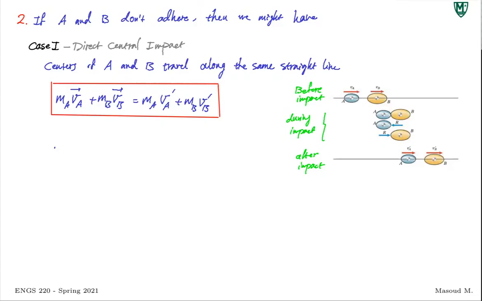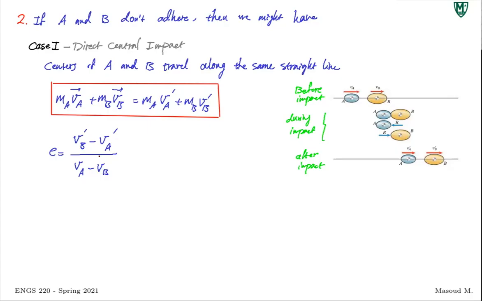And that's represented by E typically. So we put E equal to VB prime minus VA prime divided by VA minus VB. Right? And I'll tell you a little bit about these negative signs. This is important. But this is going to be the second equation. And remember, this is coming from the fact that as a result of impact, part of the objects' kinetic energy is going to be lost. And we have to take that into account.